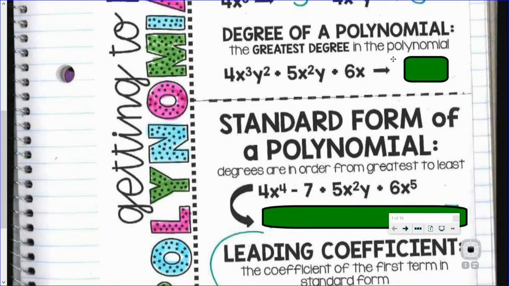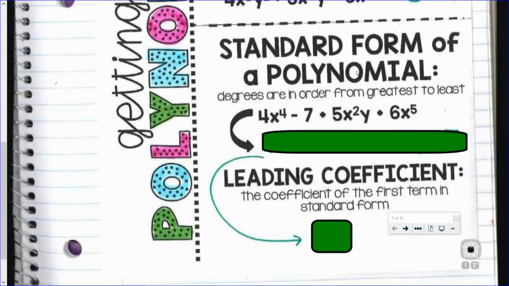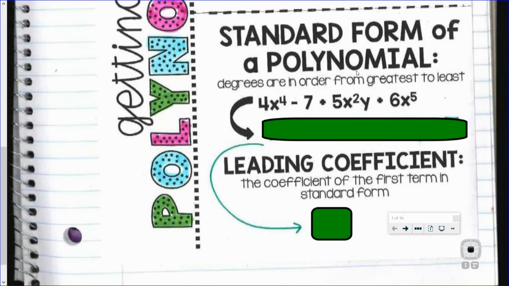So the degree of this entire polynomial, we would say, is 5, because we look at the degree of the largest monomial. So we're looking at the greatest degree in the polynomial. We look at each one separately. So again, 4x cubed y squared has a degree of 5. Therefore, we would say this polynomial has a degree of 5. Well, that's pretty easy. Let's talk about the standard form of a polynomial. Write this one down.